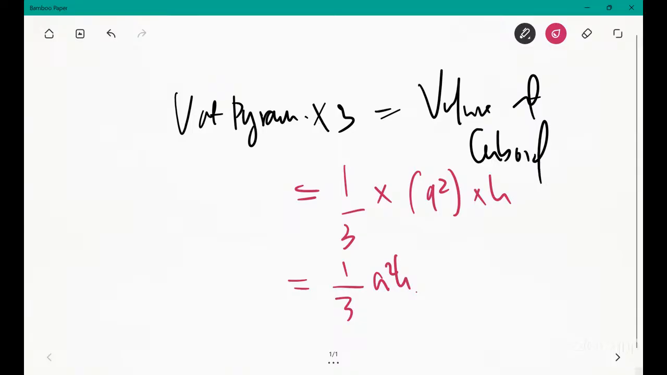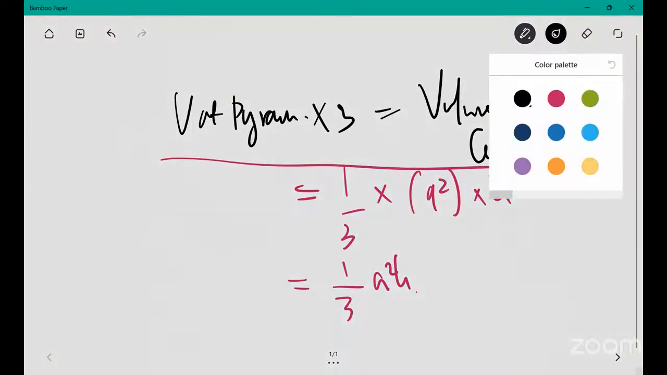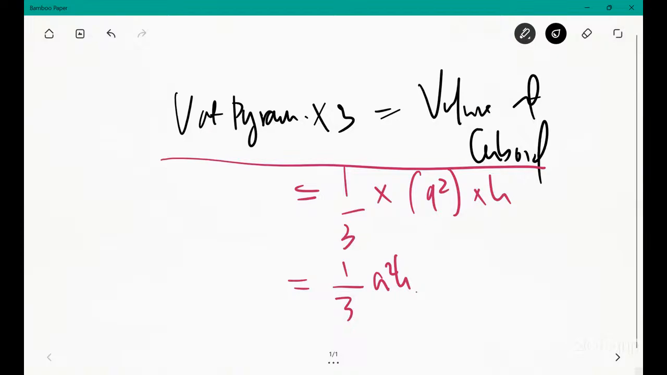So this equation you have to memorize. There is no other way for you to remember it unless you memorize this. But they'll give you this in your paper too, so you don't have to worry about it much. But in case, it's always best to know. So the volume of a pyramid is 1/3 a squared h. Did everyone understand that?